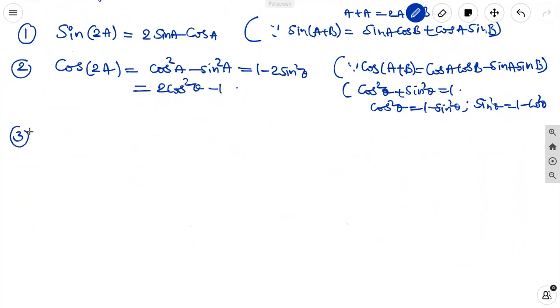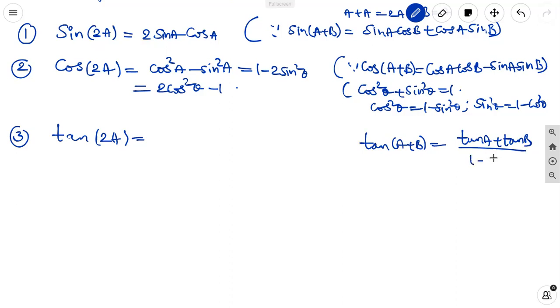The third one is tan of 2A. Again we recall the formula of tan of A plus B equal to tan A plus tan B by 1 minus tan A tan B. Here, taking A equal to A and B equal to A, that is 2 tan A by 1 minus tan square A. These are the standard formulas.